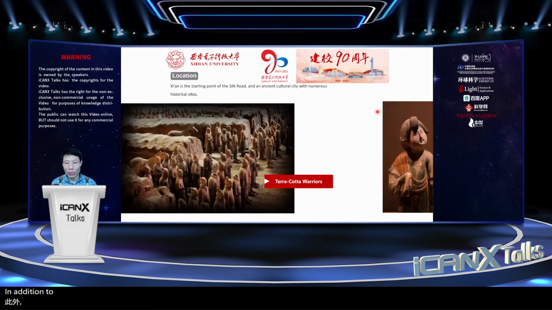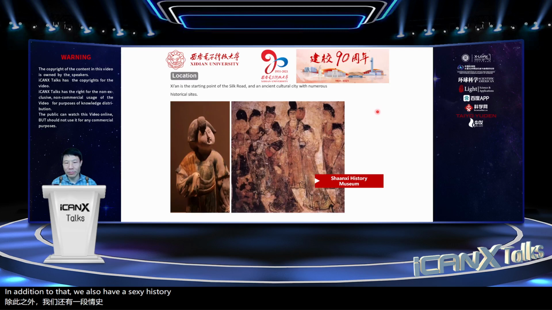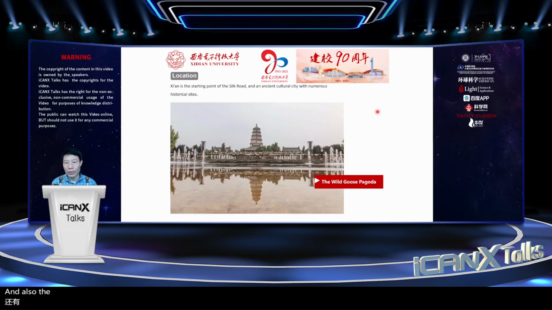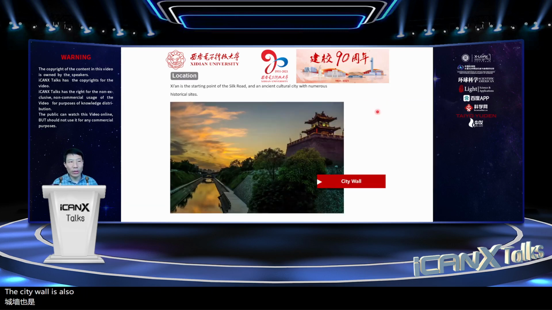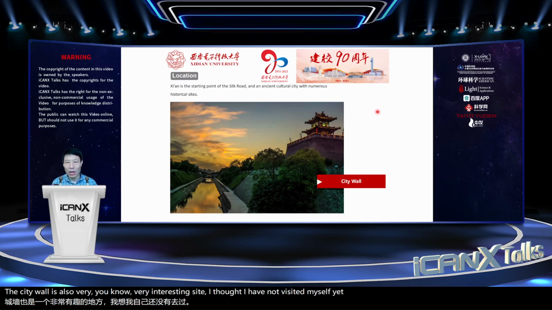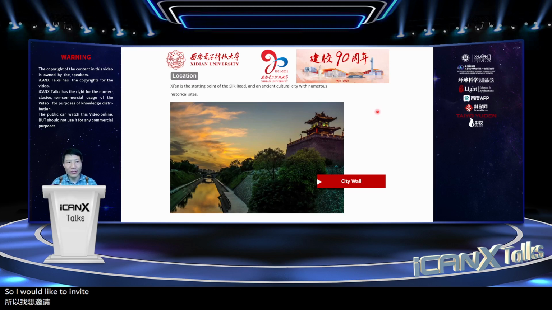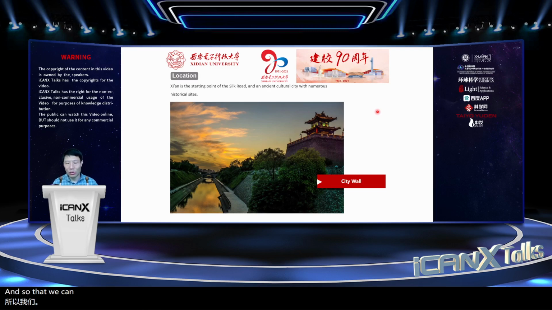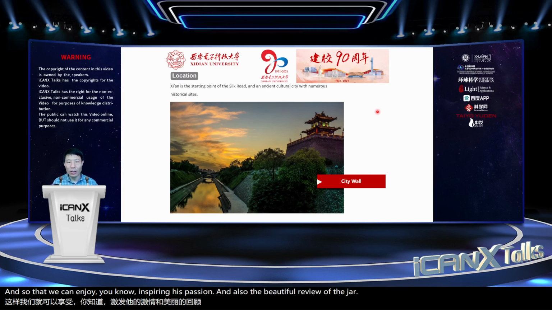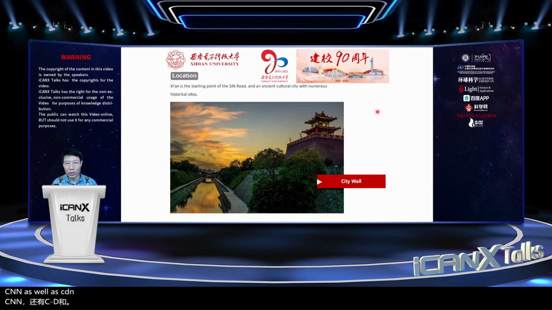In addition to that, we also have the Science History Museum, and also the White Goose Pagoda, and also the city wall. The city wall is also a very interesting site. Unfortunately, I have not visited myself yet. So I would like to invite everybody from the world to visit Xi'an and maybe visit my group so that I can go with you walking on the city wall, and we can enjoy inspiring discussion and also the beautiful view of Xi'an as well as Xidian University.